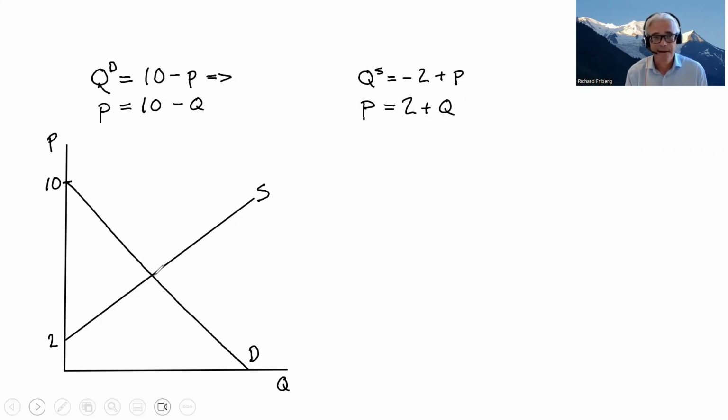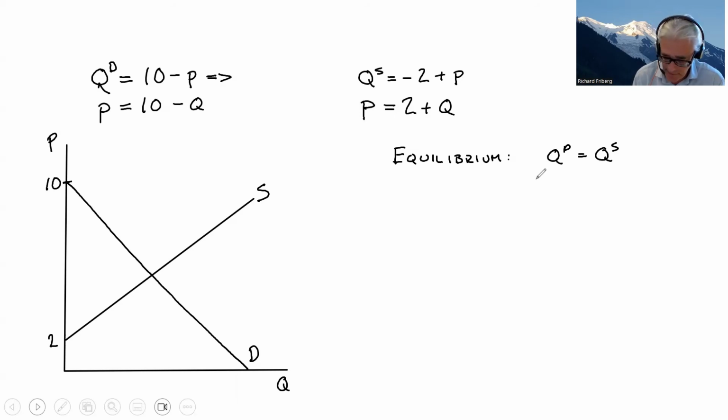Okay, so remember, the equilibrium is where quantity demanded equals quantity supplied. So it's this point, the intersection of the two curves. How do we solve for that? Well, we can see that in equilibrium, quantity demanded should be equal to quantity supplied. Okay, so we know what those are, right? So quantity demanded is 10 minus P. We have that from up here. Quantity supplied is minus 2 plus P. So in equilibrium, the two should be equal. Okay, so at what price are the two equal?